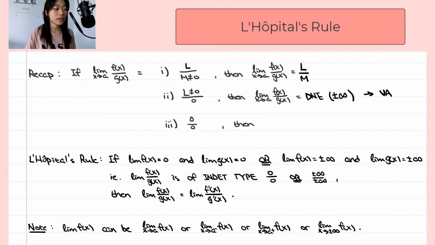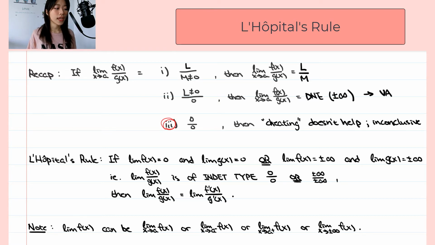In the third case, when you use the cheating rule and you get 0 over 0, then in this case, the cheating rule does not help. So it's inconclusive. So in this video, we're going to talk about this type of limits, when you use the cheating rule and you get 0 over 0. And we call this type of limits indeterminate limits.